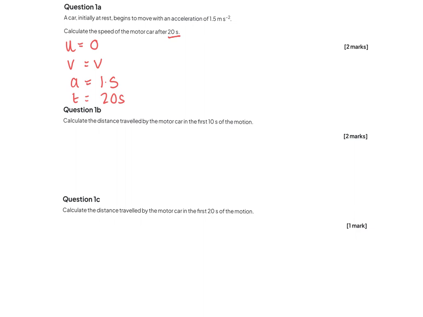So we need to look at those values and work out which equation we're going to use, and it's going to be v equals u plus at. So v is going to equal 0 plus 1.5 times 20, so v is equal to 30 meters per second.